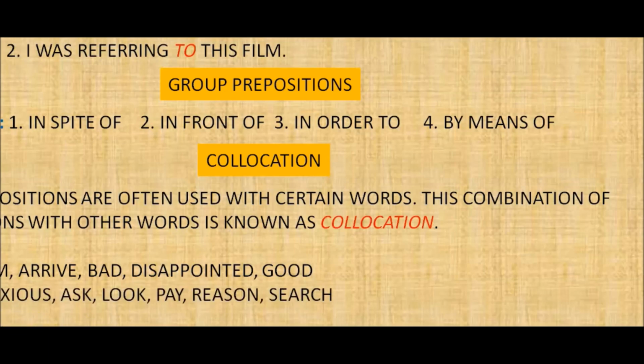The preposition for often goes along with anxious, ask, look, pay, reason, search, and many more. So also the preposition from goes along with words such as die, gain, prevent, save, suffer, protect, and many other words. There are so many other prepositions which go along with certain words, so they are known as collocations. Here I have just stated 3 examples.